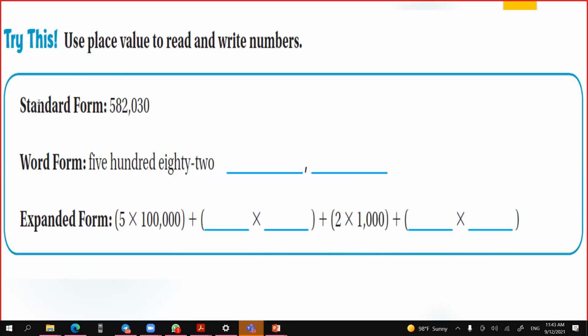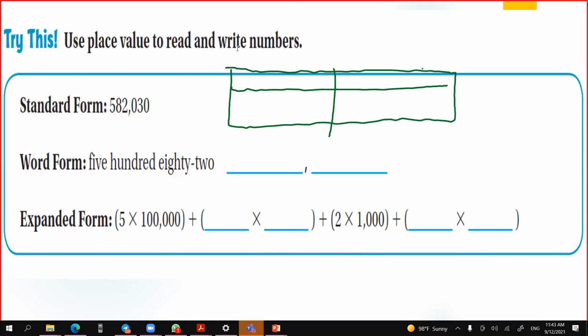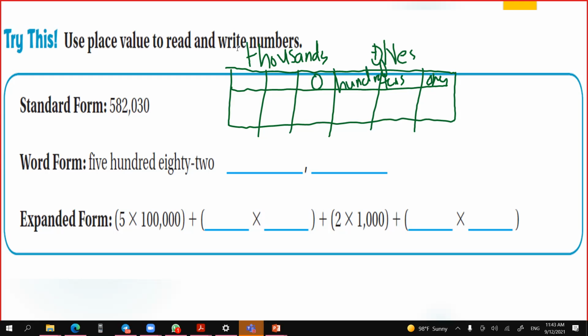Here we have this number. It's written in the standard form. How can we now read it? Place value chart. Here we have ones. Here we have thousands. Ones, tens, hundreds, ones, tens, hundreds. Yeah. 5, 8, 2.